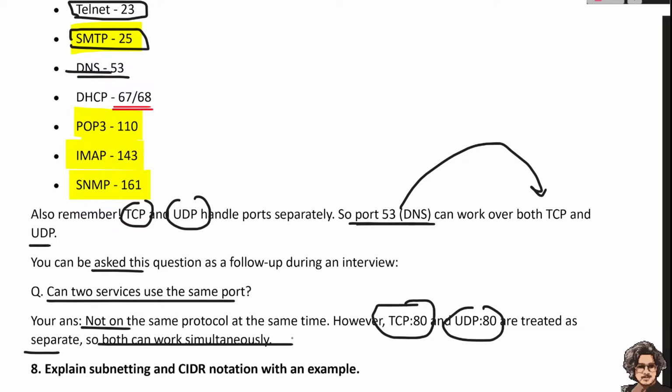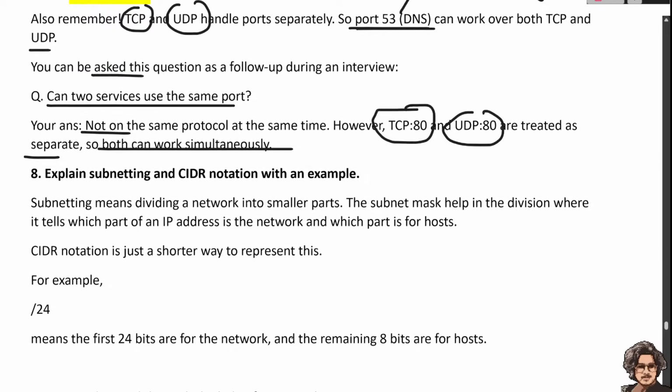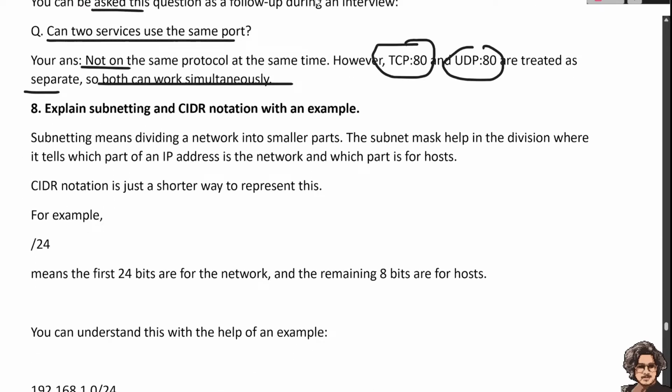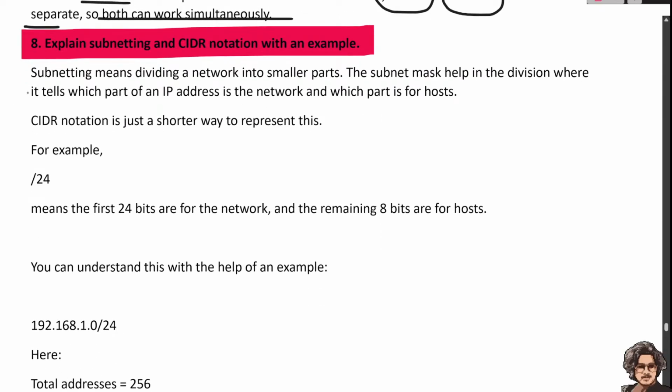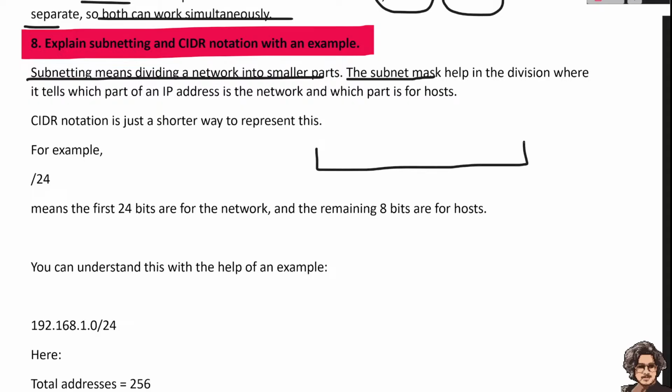Now we have to explain what is subnetting and what is CIDR. Subnetting means dividing the network into smaller parts. We have this network and we divide it into smaller parts. This is known as a subnet.